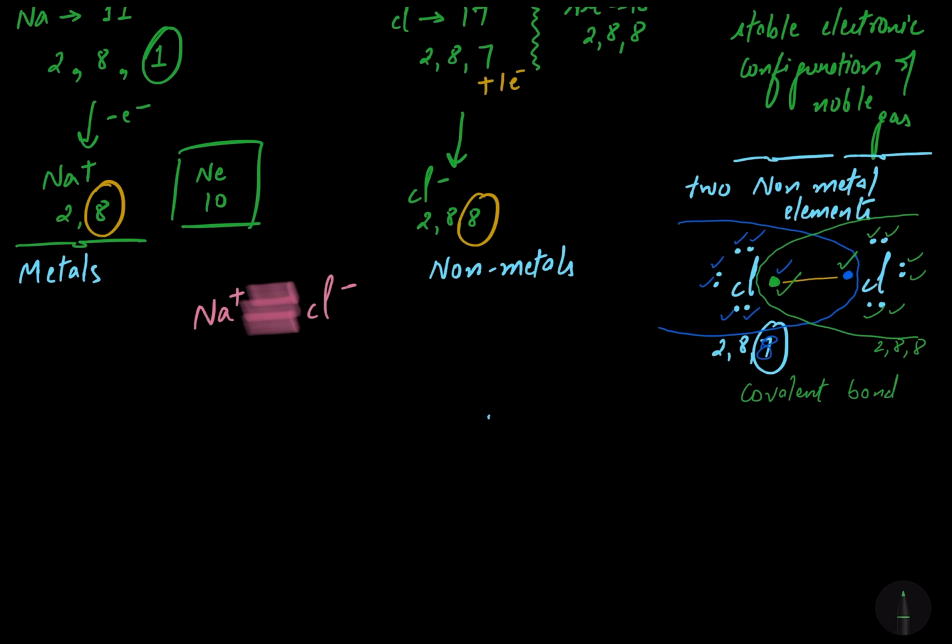So actually what we were discussing is the reason for the combination of elements, and the reason is that every element tries to attain the stable electronic configuration of the nearest inert gas, or you can say that every element tries to attain the octet, that is a total of 8 electrons in their outermost shell.